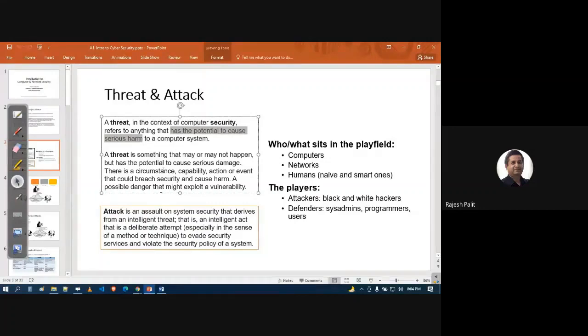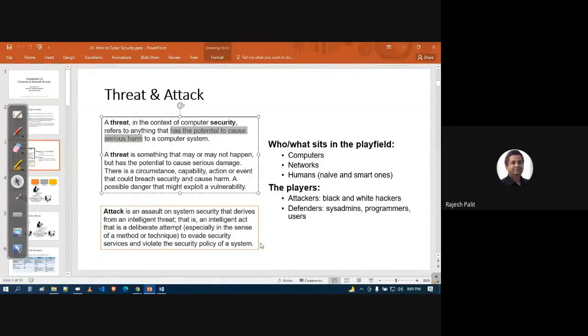But an attack is an assault on system security that derives from an intelligent threat. From the threat, an assault on the system security derives from an intelligent threat. That is an intelligent act, a deliberate attempt to evade security services and violate the security policy of a system. So the basic thing is that it somehow intrudes into the system and violates the security policy.